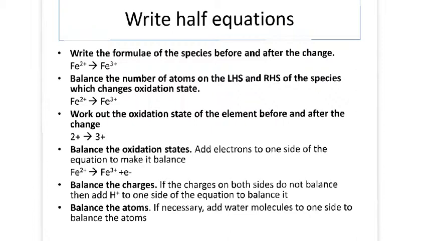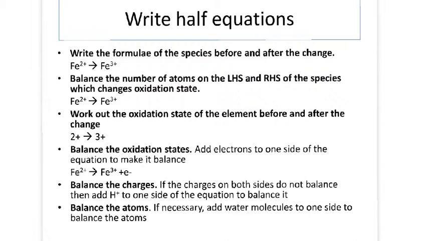So we've worked out the oxidation state of the element before and after, so it goes from 2+ to 3+. Once you've done this, you need to then balance the oxidation states. To do this, all we do is add electrons to the side that's the most positive. We've got 2+ on the left and 3+ on the right, so the right hand side in this case is more positive. To take it from 3+ down to 2+, you need to add 1 electron, because 3+ minus 1 is then 2+, so then you've got the same on both sides. So we've got Fe2+ arrow goes to Fe3+ and e-.